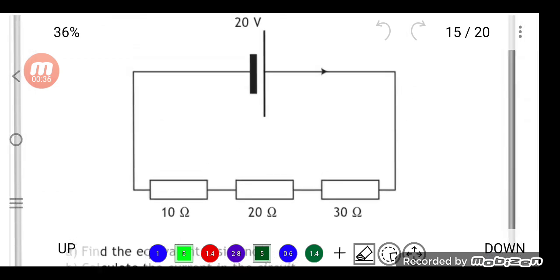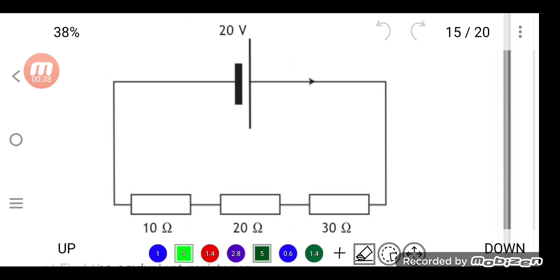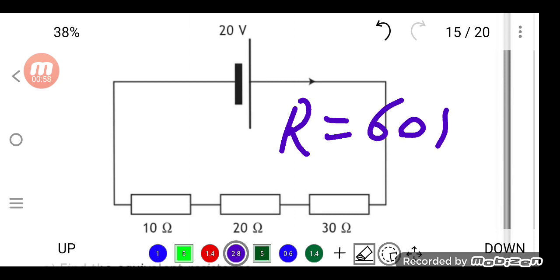Equivalent resistance, and here the resistors are in series, so we can easily add the resistors and get the equivalent resistor. So resistance in series, we have to add the resistors. So R is equal to 20 plus 10 plus 30, which is 60 ohms. So total resistance in this case is 60 ohm.